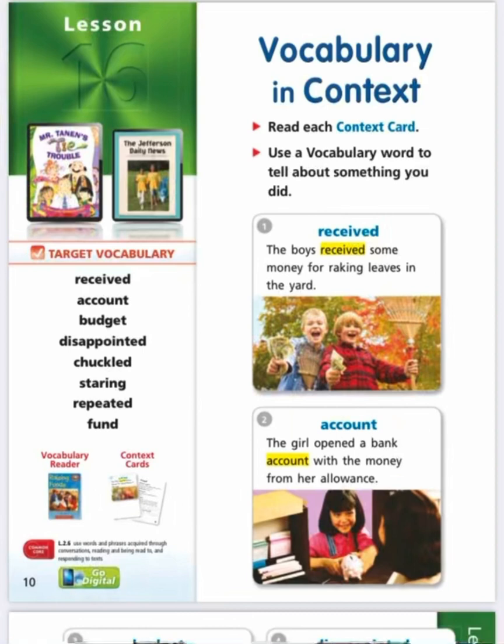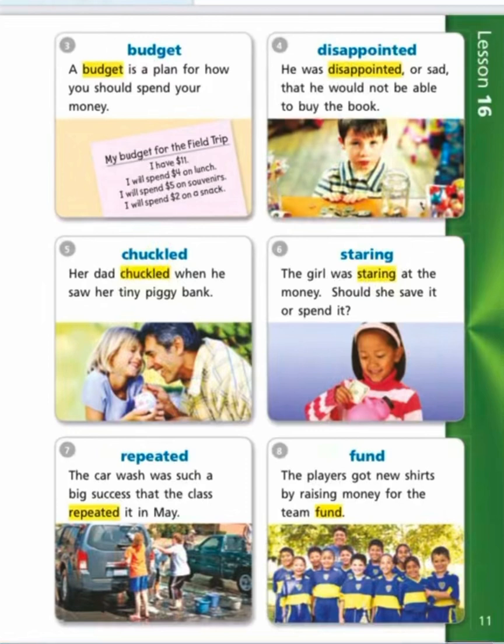Received. The boys received some money for raking leaves in the yard. Account. The girl opened a bank account with the money from her allowance. Budget. A budget is a plan for how you should spend your money.